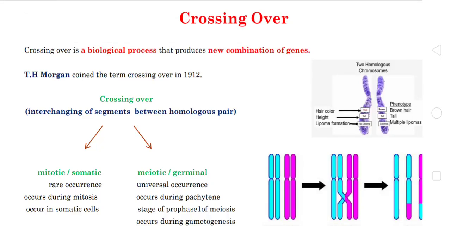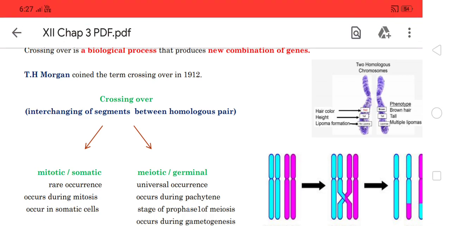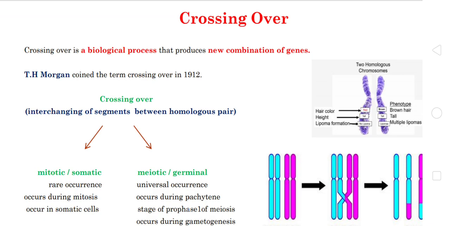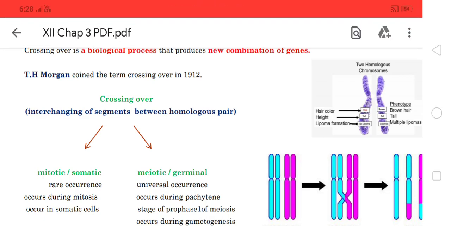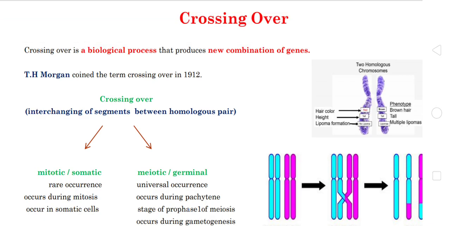Now I am going to explain crossing over. It is a biological process in which there is an exchange of genetic material between non-sister chromatids of homologous chromosomes. As a result, it produces new combinations of genes. This term was coined by T.H. Morgan in the year 1912.